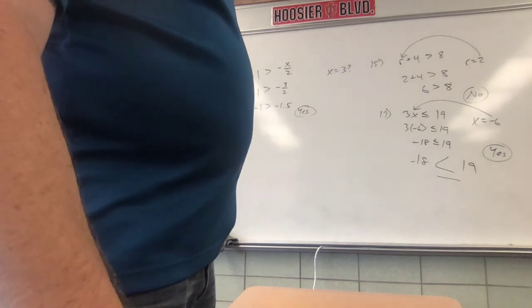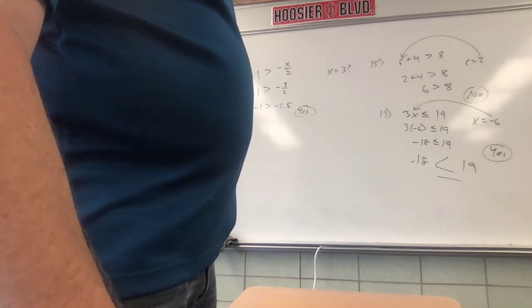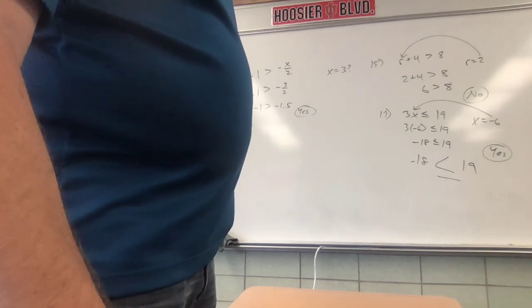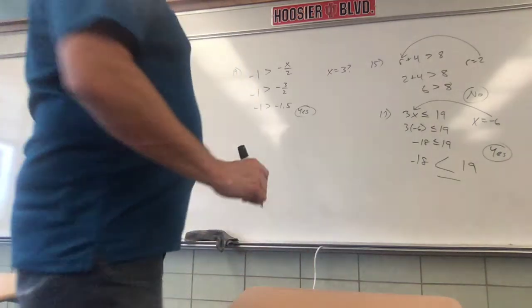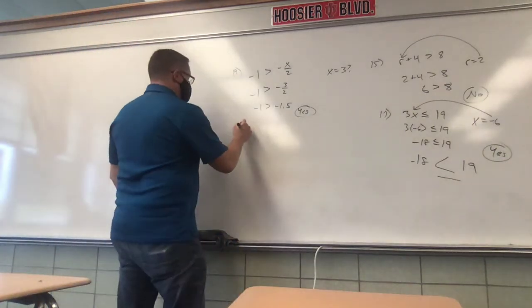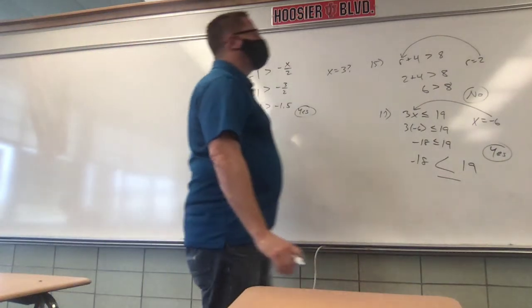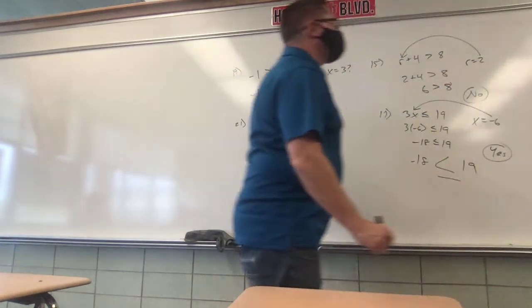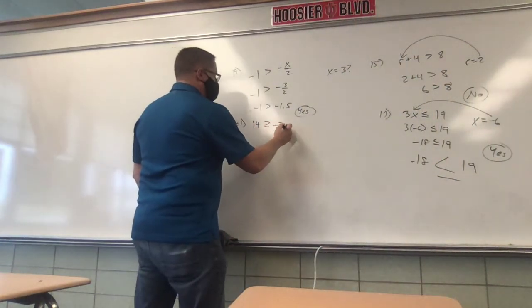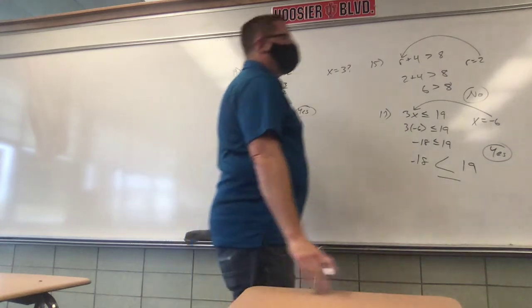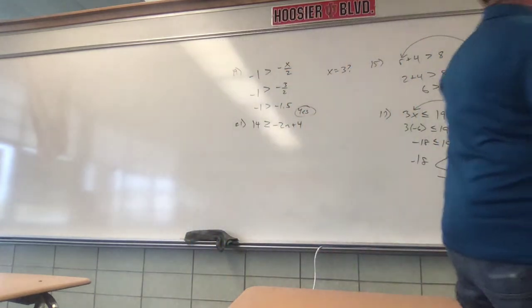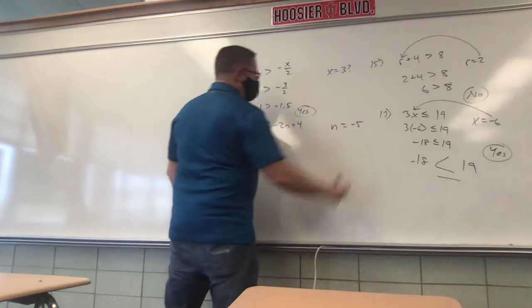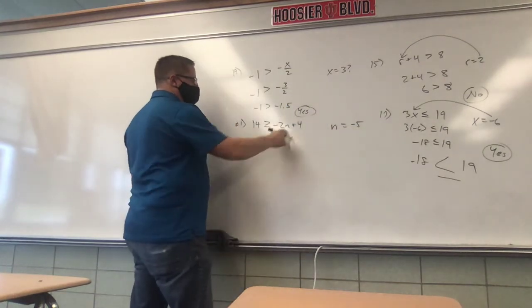21, how many of these are we going to do? 21, 23. Okay, 21. Do a few more. So we have 14 is something. Negative 2n plus 4. And they give us n is -5. So we plug in -5 again. They tell you to plug in -5, we plug in -5.